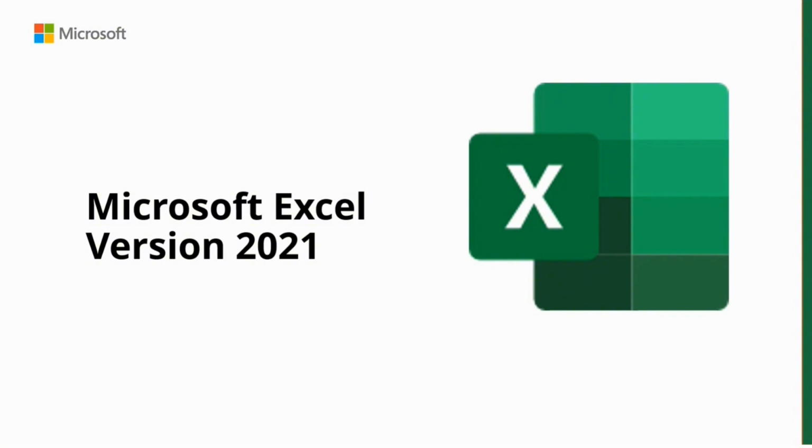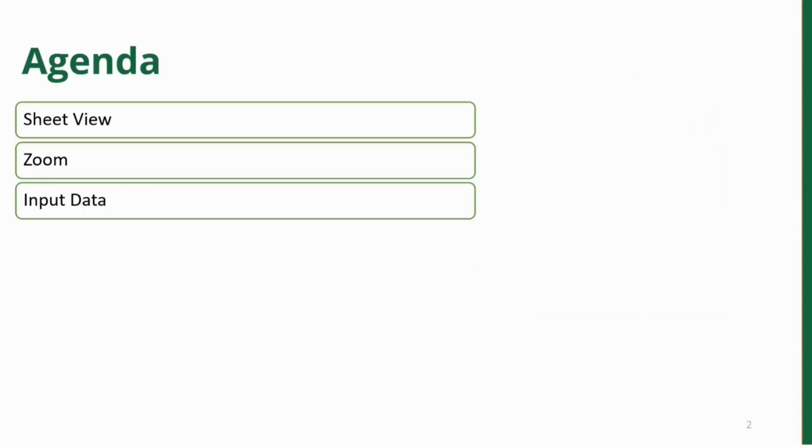Now that we have already learned what is Microsoft Excel, why do we need to learn Microsoft Excel? We have also learned about the different views that are there. We have learned about how to use those views, the different ribbon menus that are there in Microsoft Excel. We are going to learn a very specific view, zoom in views, and also how to input data in Microsoft Excel. So let's begin our session today. So we will start with sheet view, followed by zoom, and then followed by input data.